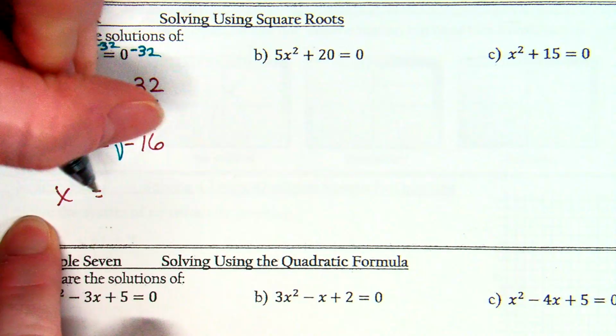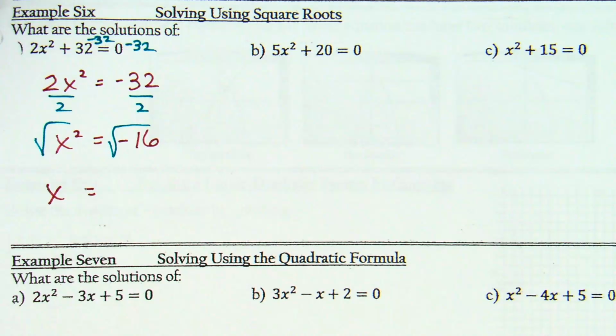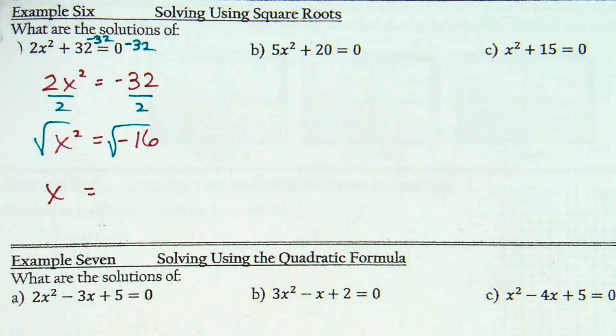X. What's the square root of negative 16? 4. Oh, plus or minus 4. There's a negative inside the square root, which there can't be. Oh, no solution? No, it's the imaginary number. It has to be like 4.